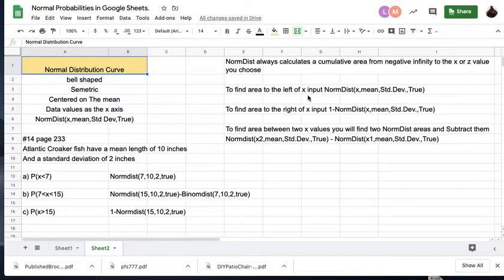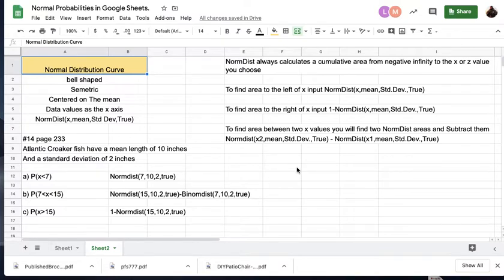If you want to find the area to the left of an x input, you're going to do normal distribution, x, comma mean, comma standard deviation, and the word true. If you want to find the area to the right of an x, we're going to input 1 minus the normal distribution. That is, we're going to calculate the area to the left of our value. We're going to subtract it from 1 or 100%. And finally, to find the area between two x values, we're going to find two normal distribution areas and subtract them. We're going to start by finding the larger area using the larger x value. We're going to find the smaller area using the smaller x value, and we're going to subtract those two areas.